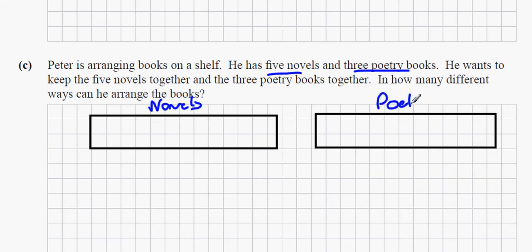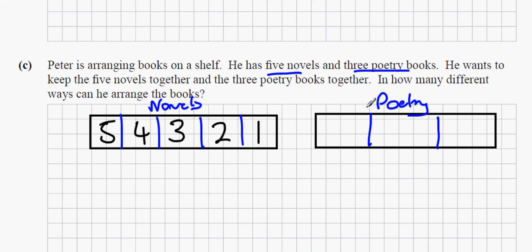In the novel section, there's 5 slots: 1, 2, 3, 4, 5. In the poetry section, there's 3 slots. Now, we have 5 books to choose from at the start. We choose one of the 5, now there's 4 books remaining. Then we choose another book, now there's 3 remaining. Pick another book, there's 2 remaining. Pick another book, there's 1 remaining.